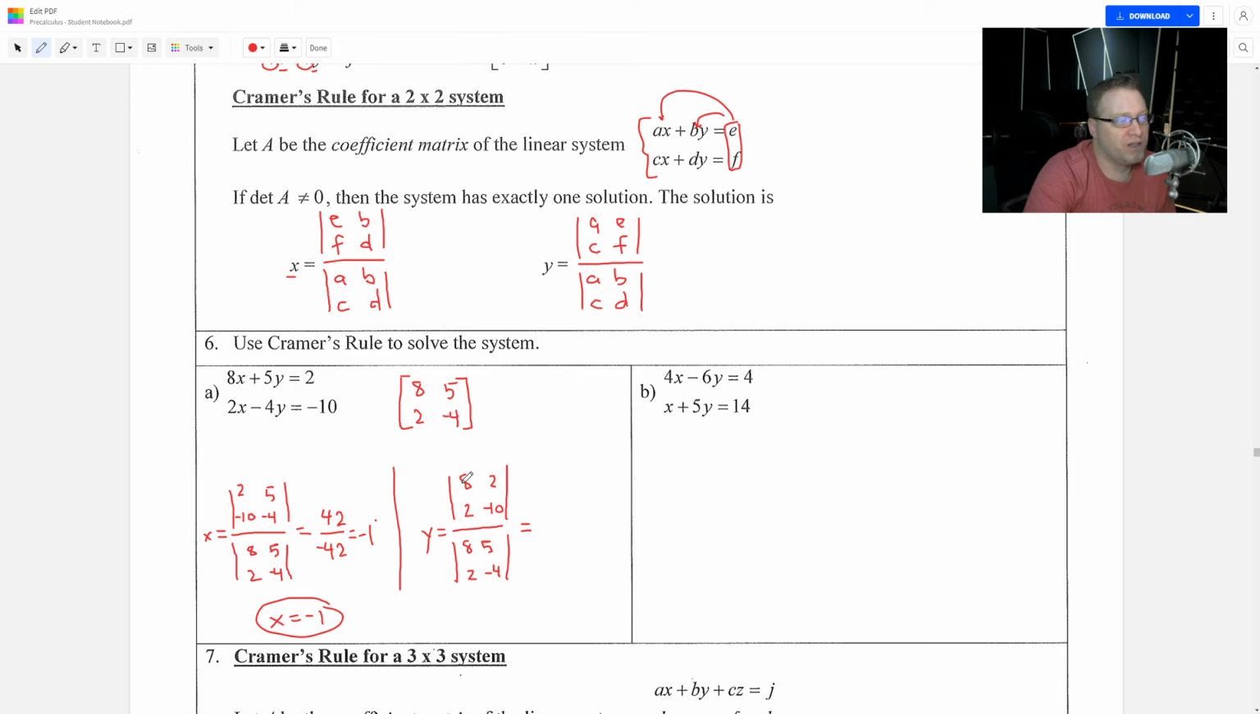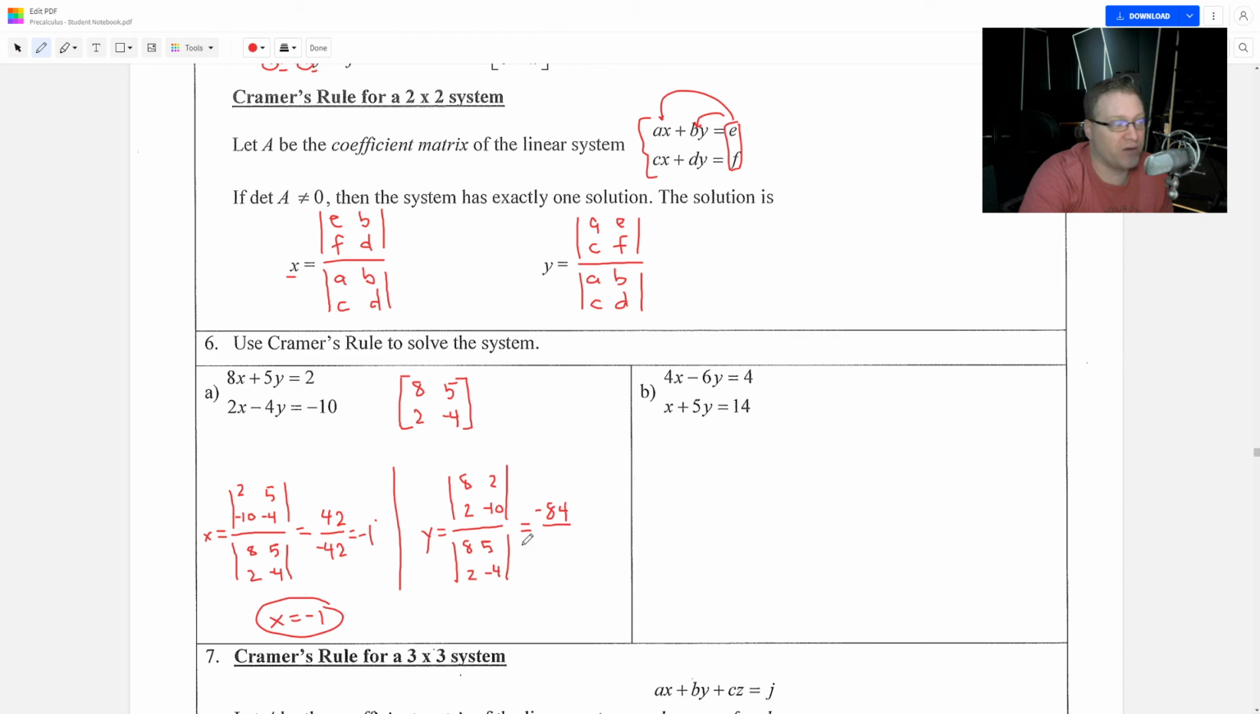So what do we have here? We have 8 times negative 10, negative 80, and then we're minus 2 times 2 is 4. So that's negative 84. That's negative 80 minus 4 is negative 84.